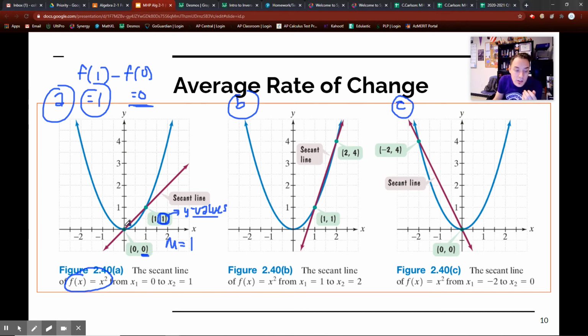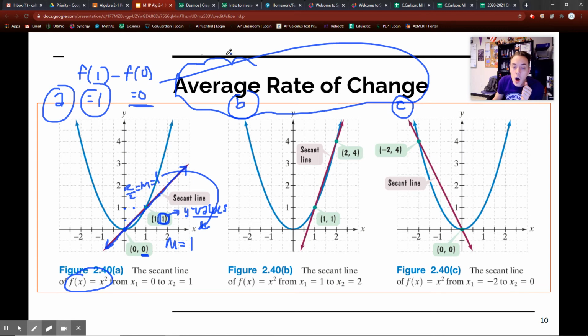And notice, watch this, guys. Notice the slope. If I go up 1 over, or up 2 and over 2, that's 2 all over 2, which means our slope is 1, which is exactly what we got here. So even this secant line, what did we find? We found that this secant line was our slope. So when we find average rate of change, guys, what we're finding is the slope of the secant line.